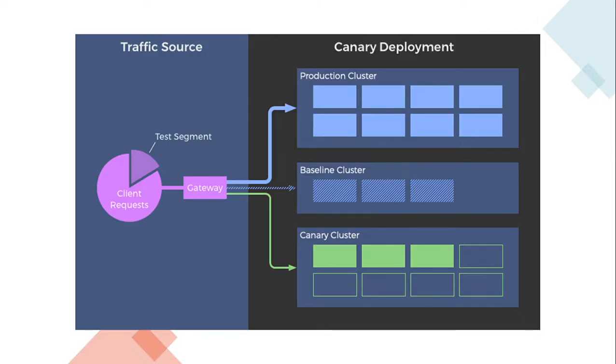So in Canary deployments, we have to decide how many users or what percentage of users we want to route for the Canary deployments. So one set of users will go to the Canary and the other set of users will go to the production.